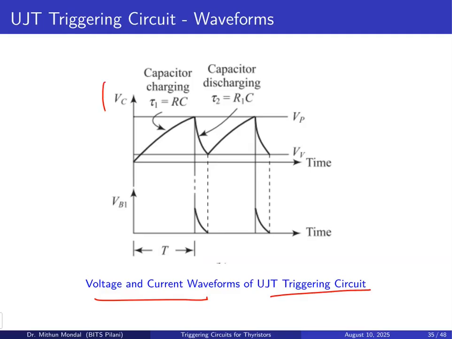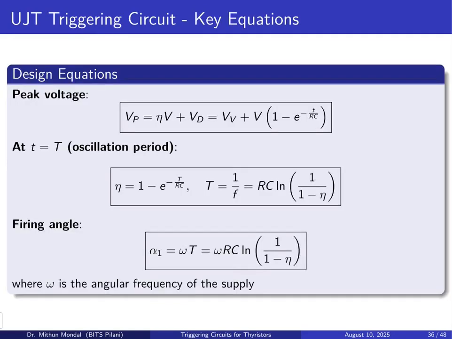You have the capacitor voltage going through the charging and discharging process with time constants tau 1 and tau 2. So, there is a continuous charging and discharging process, and there is the voltage at base B1, which you can see here. Now, the design equation to compute the peak voltage is given by eta V plus Vd. This depends upon the valley voltage, the supply voltage, and the time constant, with T being the oscillation period.